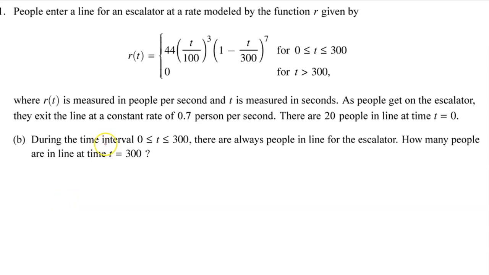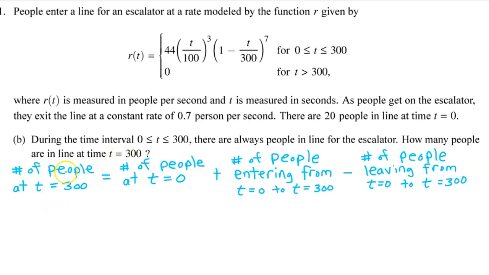Part B. During the time interval from 0 to 300 seconds, there are always people in line for the escalator. How many people are in line at time t equals 300? The number of people in line at t equals 300 will equal the number of people already in line at t equals 0 plus the number of people who entered the line from 0 to 300 minus the number of people who left the line from 0 to 300.